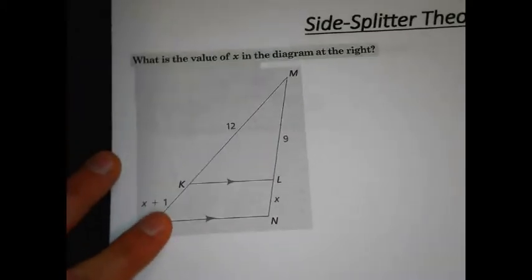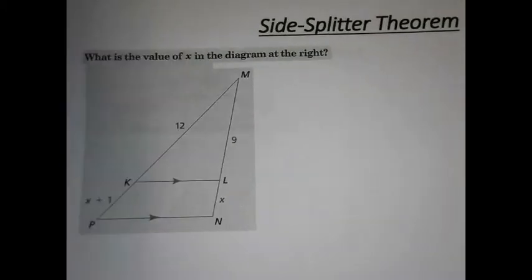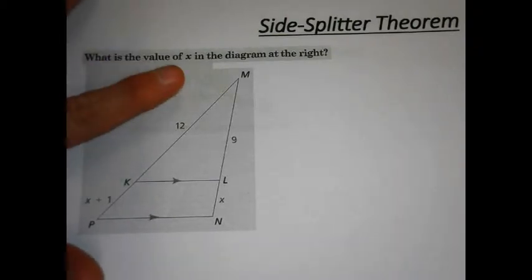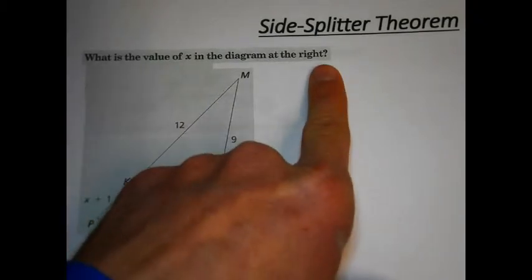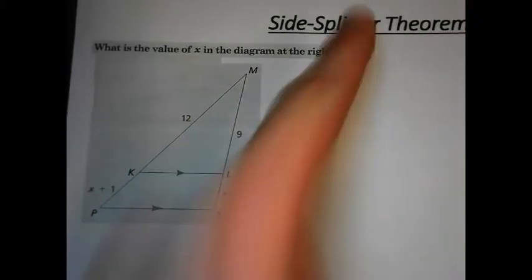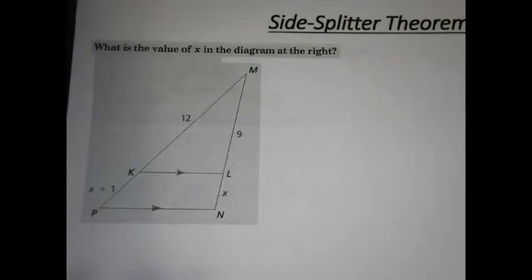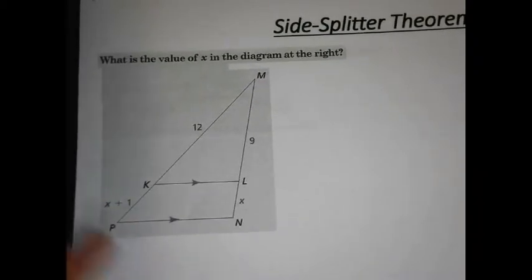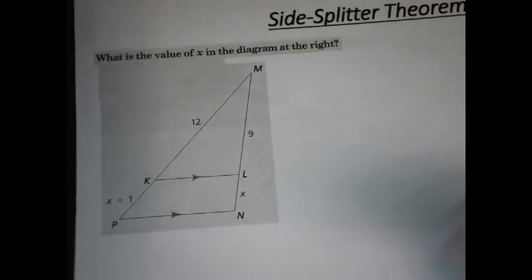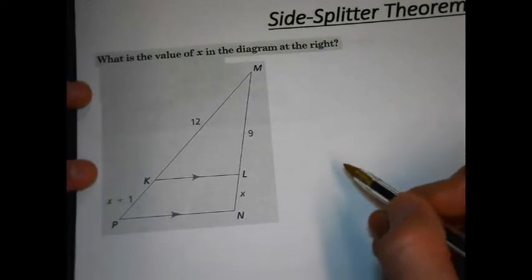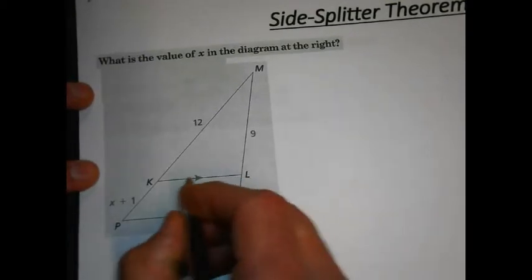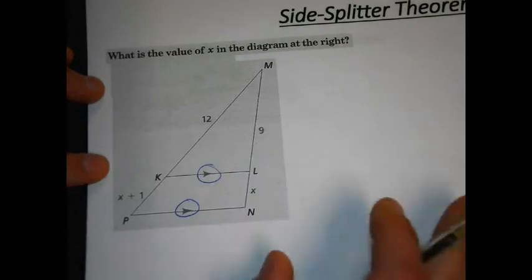Let's do it. So this is the side splitter theorem in action. I'll show you a bunch of different ways that we can do this. So the question is, what's the value of x in the diagram at the right? At the right, Mr. Katz, do you know your directions? Yes, I do. I know it's below. Anyhow, copy and paste. So finding the value of x. We have a lot of things that we can do with the fact that we know that this is parallel. Okay, we definitely have side splitter in action.